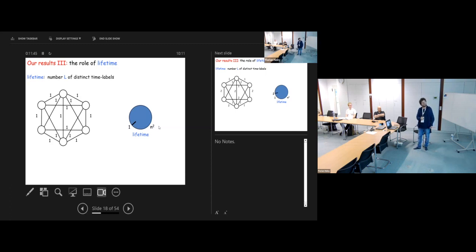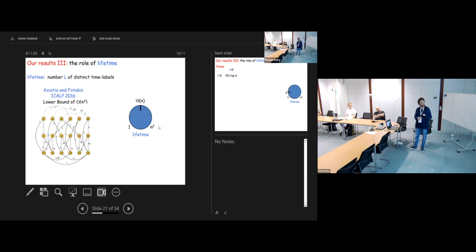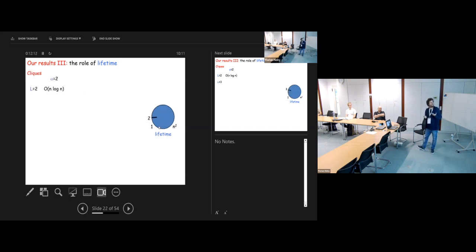When you want to consider a bit more complex temporal networks, you can consider graphs with lifetime 2, then lifetime 3, and so on. And when you reach lifetime theta of n, you can build a lower bound construction by Axiotis and Fotakis. Our question was, can we prove better trade-offs for graphs with small lifetime? And the answer is somehow yes.